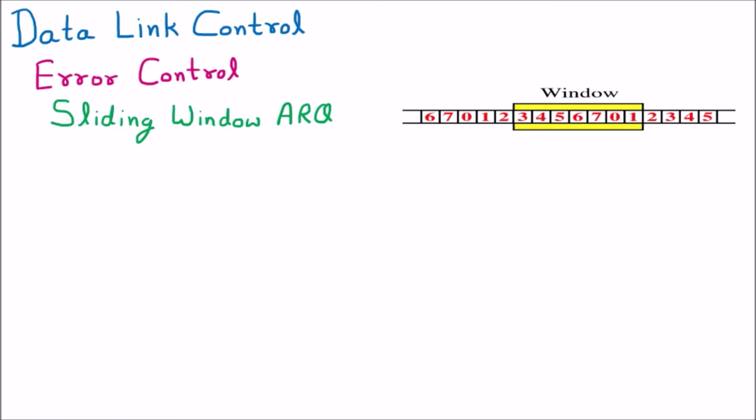Well, we know that this sliding window ARQ is part of error control. This error control is part of our data link control. Data link control are those functions which are of the data link layer of the OSI model. On the data link layer of the OSI model, there are functions like flow control, error control, and line discipline. In error control, we find the errors and correct them.